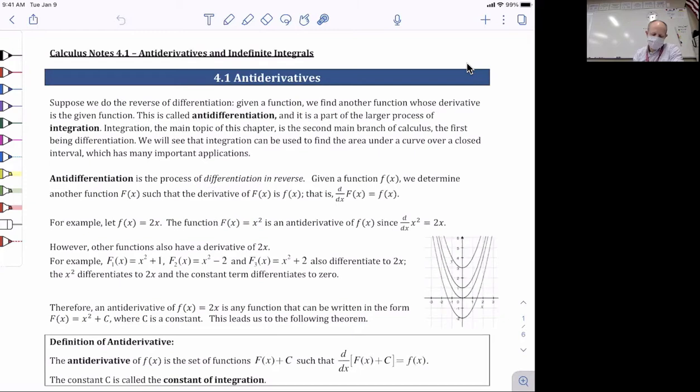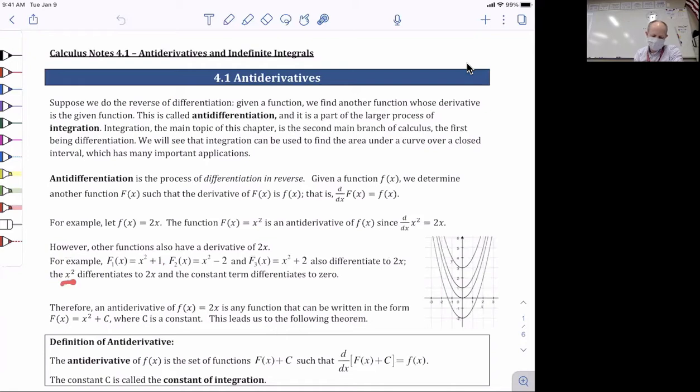For example, let f at x equal 2x. Well, the function capital F at x equals x squared is an antiderivative of f at x since, well, what's the derivative of x squared? 2x. So x squared is an antiderivative of 2x. However, other functions also have a derivative of 2x. Here's a couple examples. X squared plus 1, derivative is 2x. X squared minus 2, the derivative is 2x. X squared plus 2, the derivative, also 2x. So all of these differentiate to 2x, therefore they're all considered antiderivatives of 2x, right?